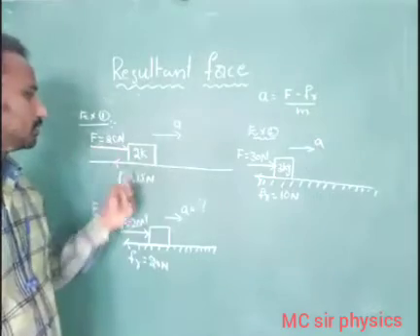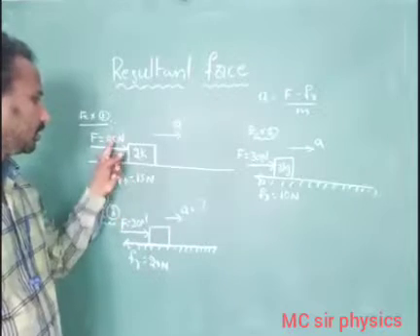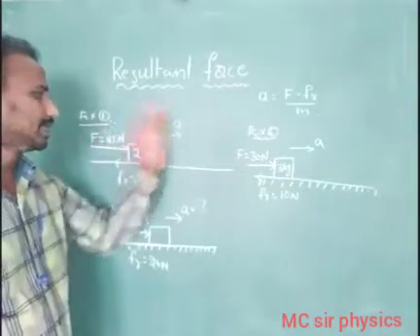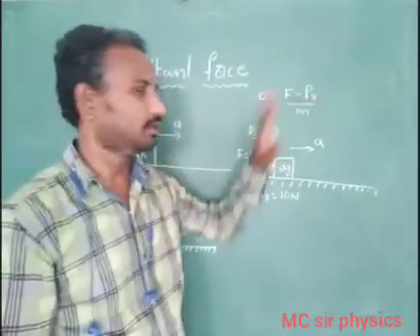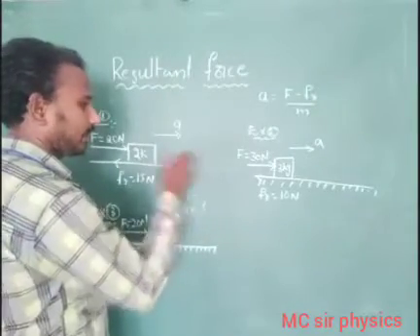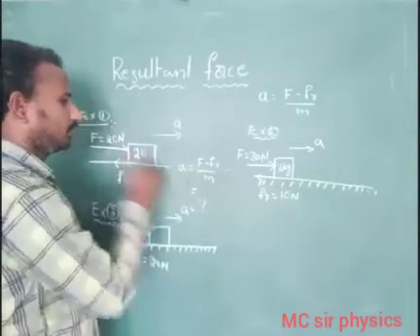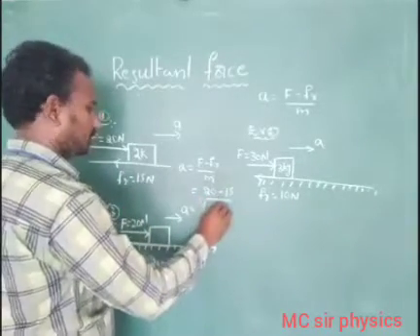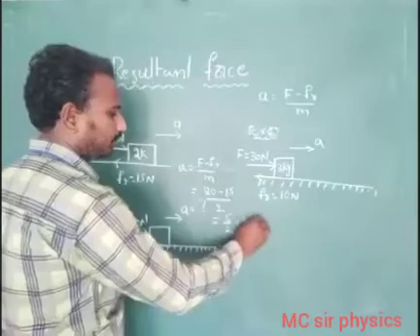Here unbalanced forces are acting on this body. You have to identify this point. Unbalanced forces can produce a resultant acceleration: a equal to F minus Fr divided by m. F value is 20, minus frictional force 15, divided by 2. 20 minus 15 is 5, 5 by 2 is 2.5 meter per second square.